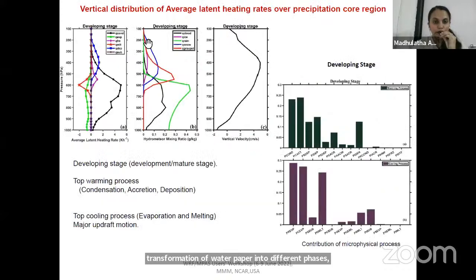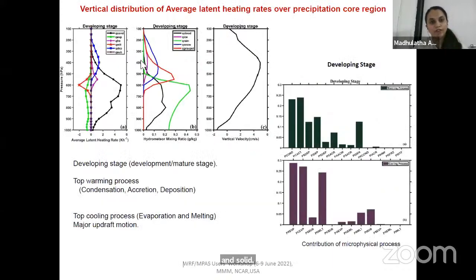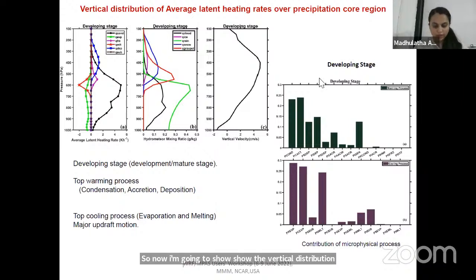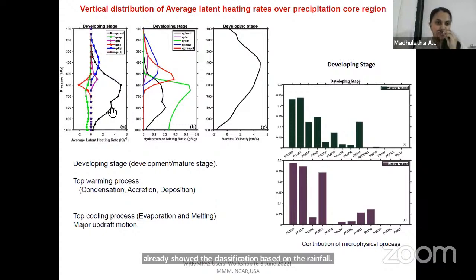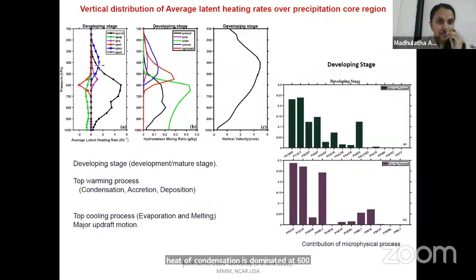So now I am going to show the vertical distribution, averaged over the developing and dissipating stages. I already showed the classification based on the rainfall. If you see the developing stage, the latent heat of condensation is dominant at 600 hectopascal, and above this the latent heat of deposition is dominant. It explains the transformation of water vapor to liquid at the lower levels, the latent heat release, and at the upper levels it is due to the transformation from liquid to solid hydrometeors.